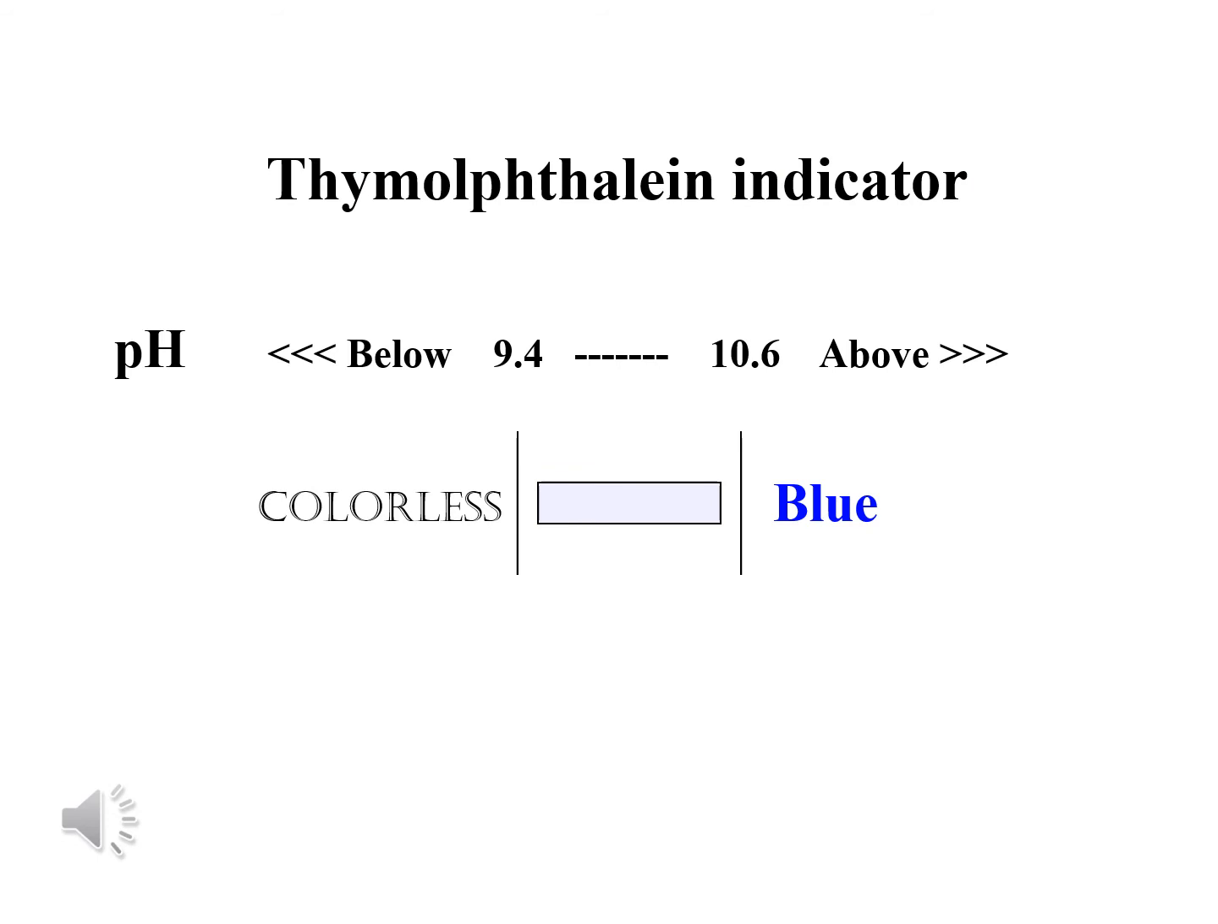I needed an indicator for this experiment that changes around pH 10, but I did not know one. I tried phenolphthalein, that changes around 9. It just didn't work. It was pink the whole time.